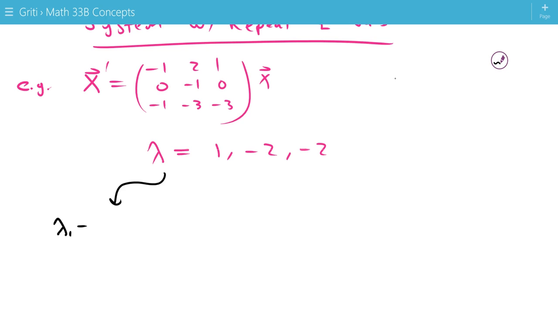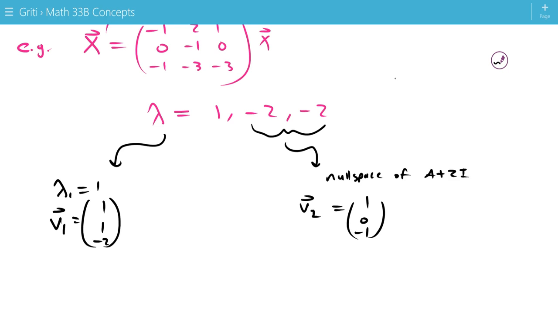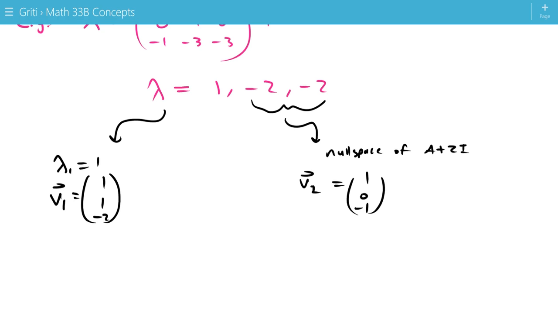This gives us an eigenvector. If we look at the null space of A minus lambda I, or A minus I, that'll give us the eigenvector. In this case, it turns out to be 1, 1, negative 2. But this is what we're concerned with, this repeat eigenvalue. Its algebraic multiplicity is 2, and it turns out when we look at the null space of A plus 2I, we only get one eigenvector, 1, 0, negative 1. But we need 2 to get 2 independent solutions.